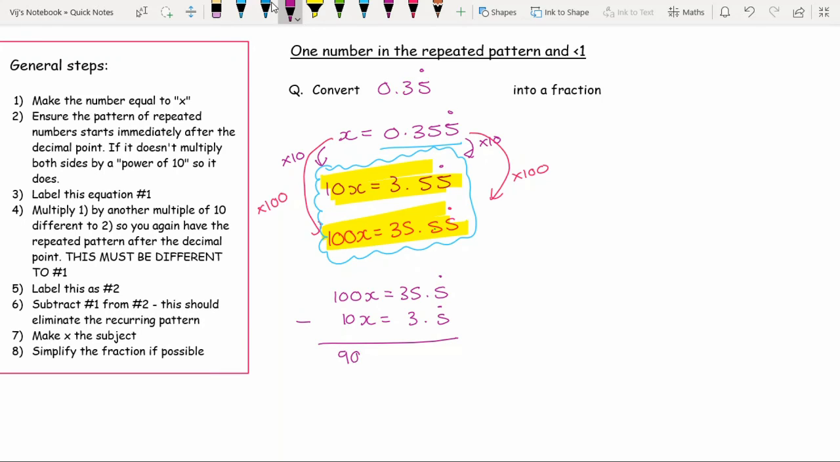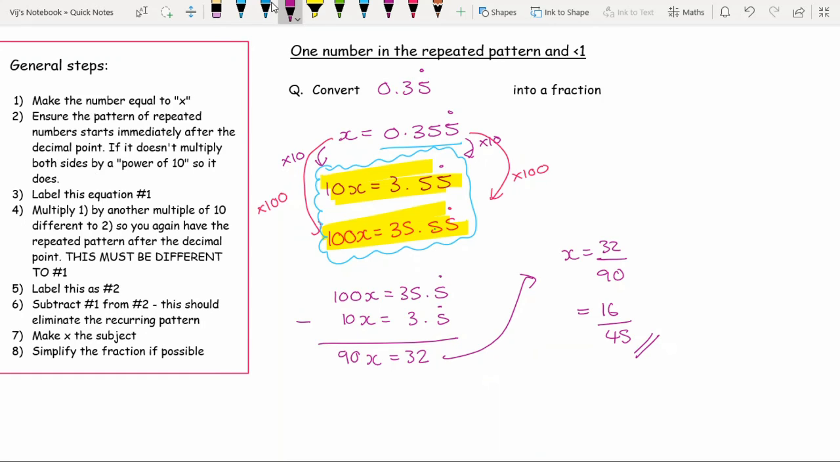So I end up with 90x equals 32. Then if I make x the subject, I've got x equals 32 over 90, which simplifies to 16 over 45, and there is your final answer. So there's just that little tweak.